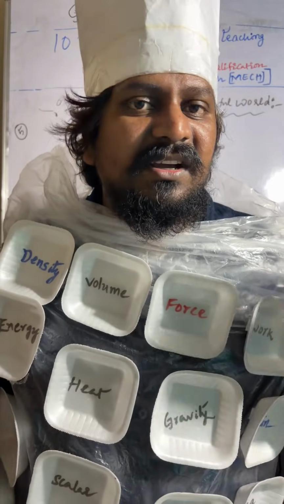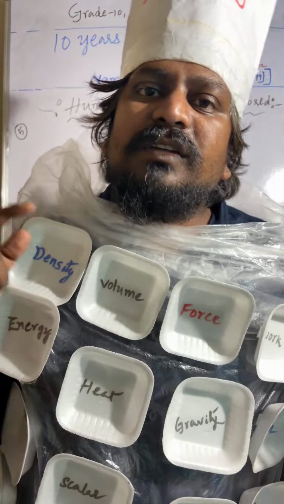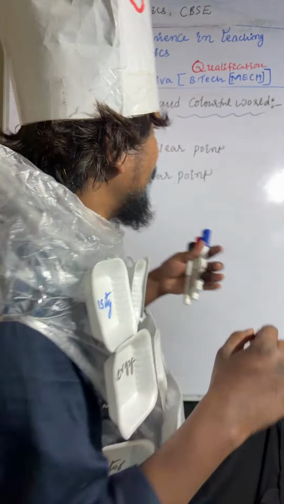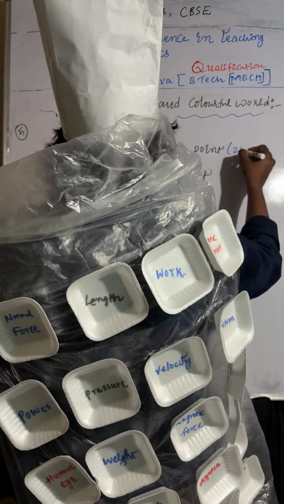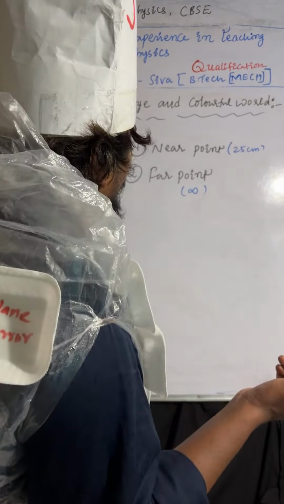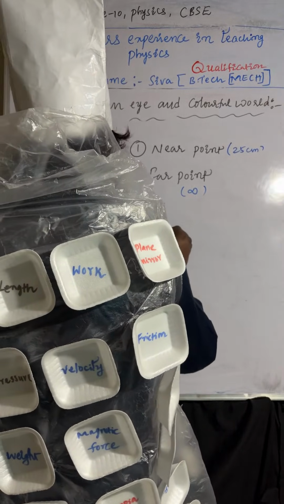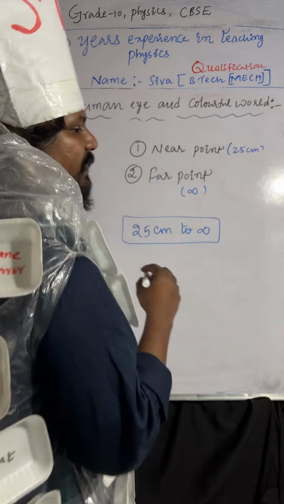Understood? The range of vision is 25 centimeter to infinity. The near point is 25 centimeter, and the far point is infinity. I hope it is very clear.